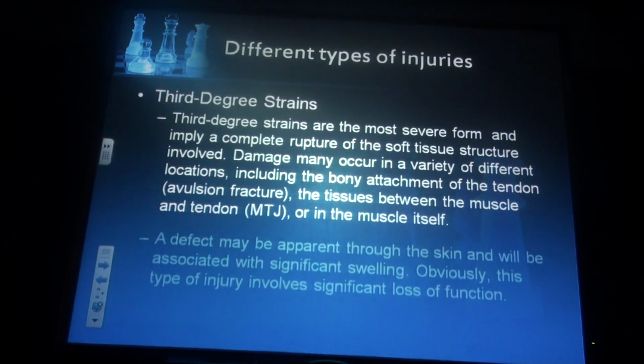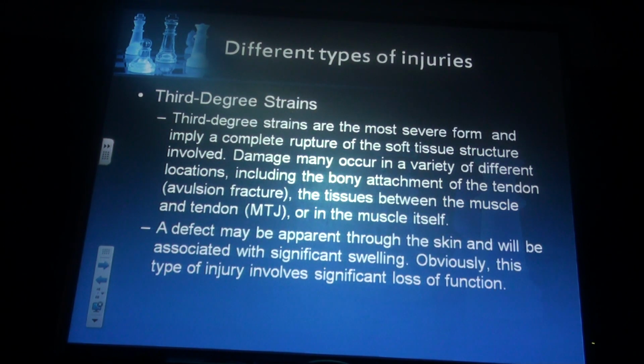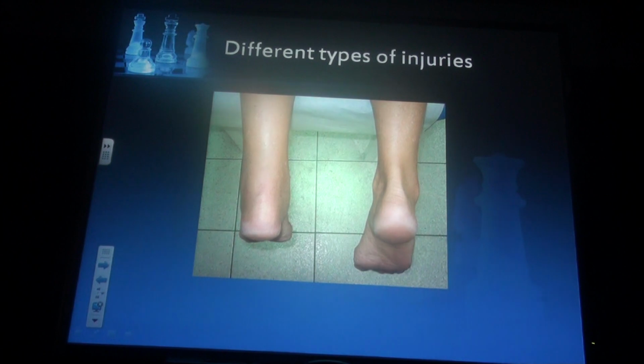A defect may be apparent through the skin and will be associated with significant swelling. Obviously, this type of injury involves significant loss of function. So you may see the muscle kind of roll up, or you may see an indentation in the muscle with this kind of a strain because it tears several muscle fibers. Right here, this person has a third degree strain of the Achilles tendon. You see how much swelling they have here as compared to this one right here.